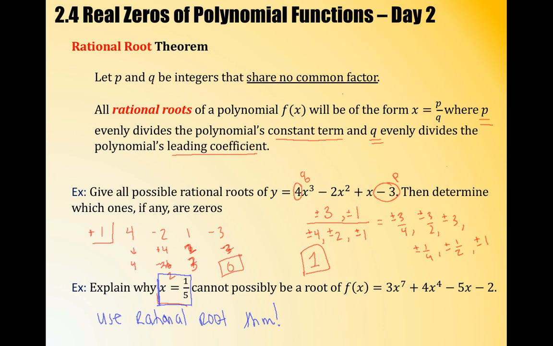Rational root theorem, right? If this is the way they should be expressed, I should be able to take P and Q and all my possible rational roots, plus or minus 2, plus or minus 1, plus or minus 3, plus or minus 1. That's not an option, right? 5, 3 is not divisible by 5. Or 5 is not divisible by 3, right? By the rational root theorem, this cannot be 1/5. These are my only options, right? 5 is not a factor of 3. Think about it like that.